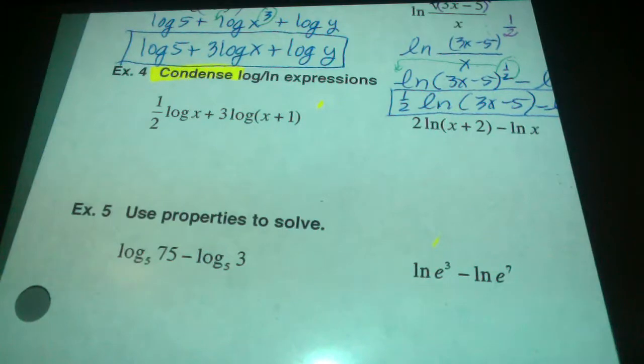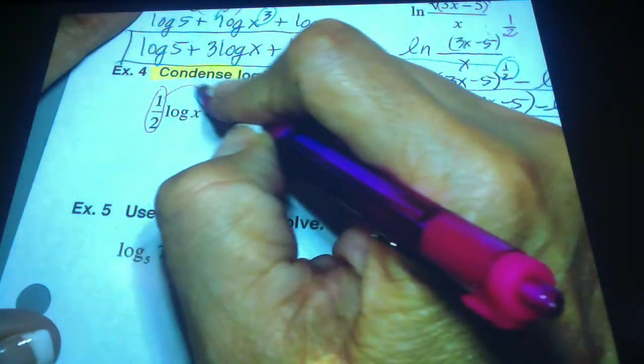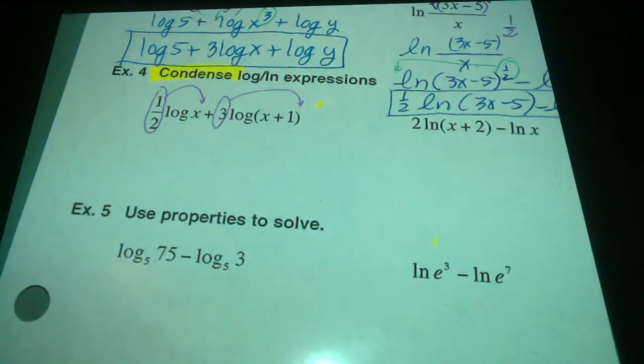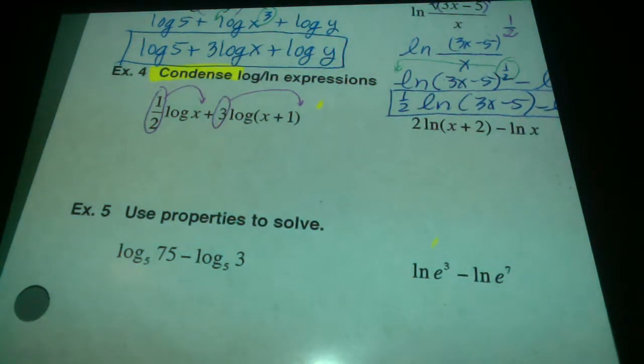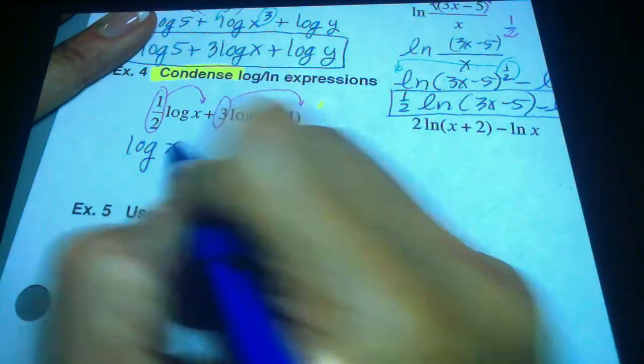Condense, I call it compress, it's the same thing. So we're going to condense. Anytime you see something out in front of the log, in this case the 1/2, I always start with those. I'm going to swing those up, and so I get the log.